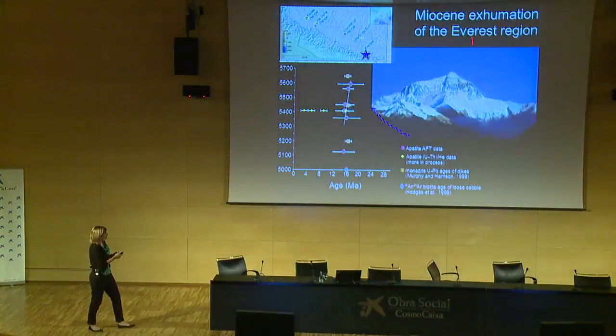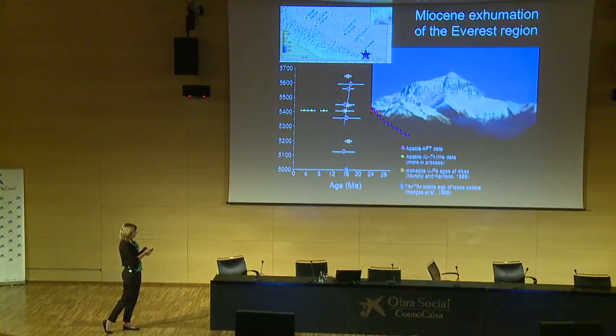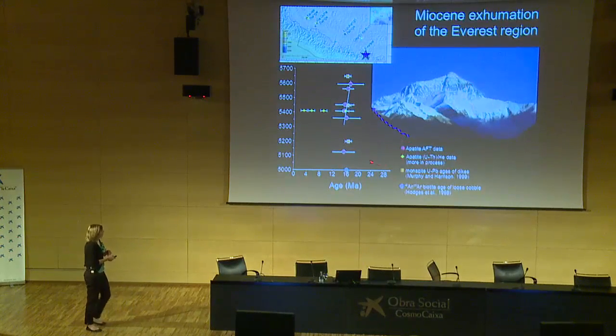And so we collected an age-elevation transect near Mount Everest, not on the big one, but it's fairly high. It goes from 5,100 to 5,700 meters. And those are apatite fission track ages, the red blobs. Again, you see that they're all basically the same age, within error, at 16 Ma. And then I plotted existing ages, monazite uranium-lead ages of dikes. They plot at about 16 as well.